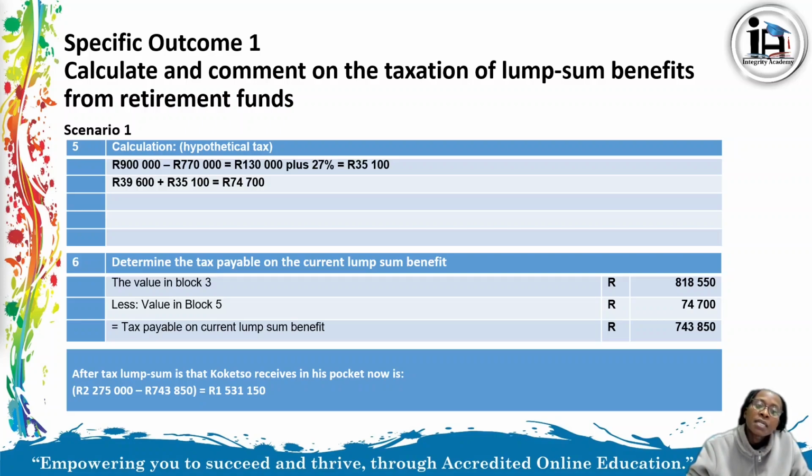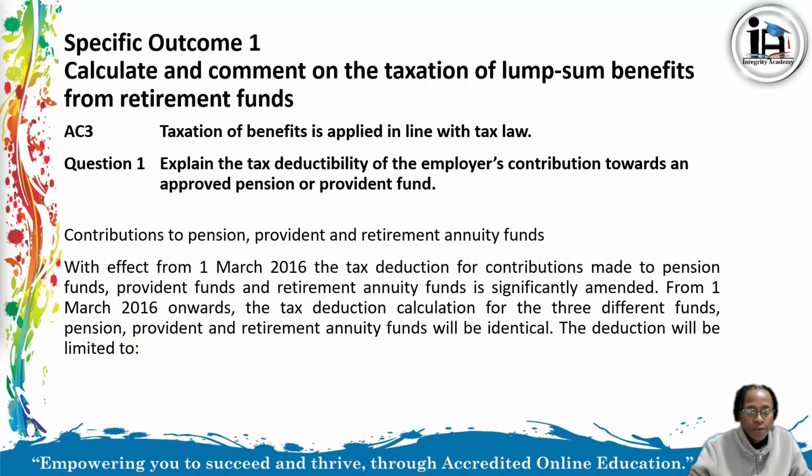Then number 6, we determine the tax payable on the current lump sum benefit, which we take the value in block 3 of 818,550, then we less value in block 5 of 74,700, bringing the total on current lump sum benefits to 743,850. Therefore, the after tax lump sum that Koketso receives in his pocket now is 2,275,000 minus 743,850, which is 1,531,150.